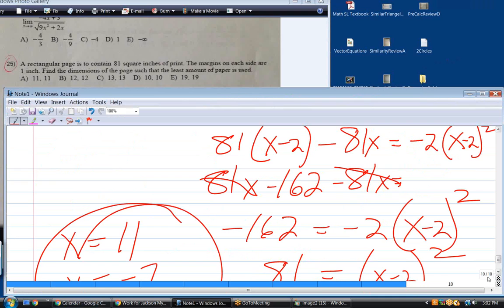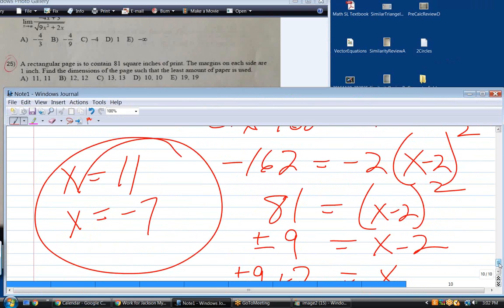Well, you can't have a negative dimension, right? Yeah. So x equals 11. And that's the answer. In other words, notice that that gives you 121 square inches for the page, right? Right. And if I take an inch off of all sides, the inside square is 9 by 9, which gives you 81 square inches.